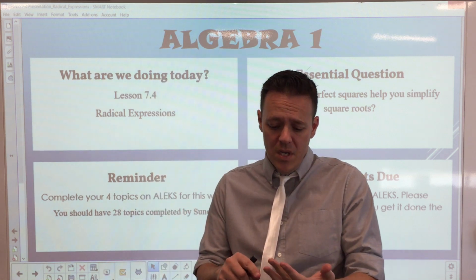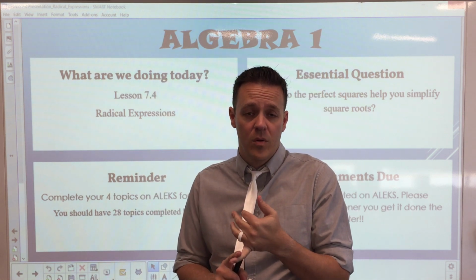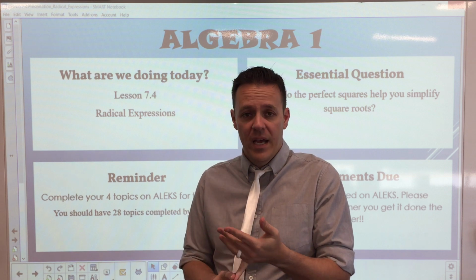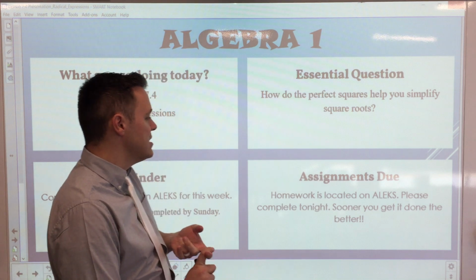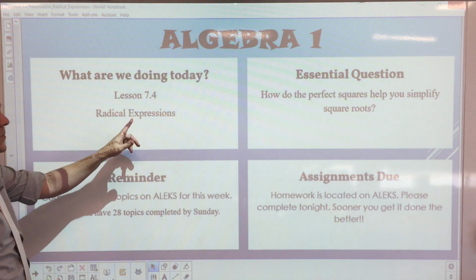Perfect squares are 4, whose square root is 2; 9, which would be 3; 16, which would be 4; 25, 5; 36, 6; and so on and so forth.